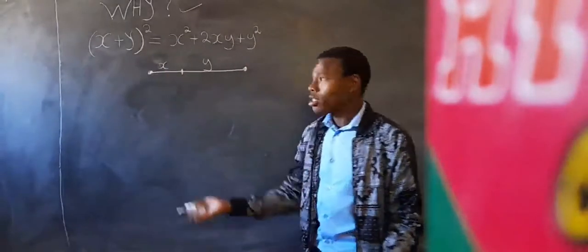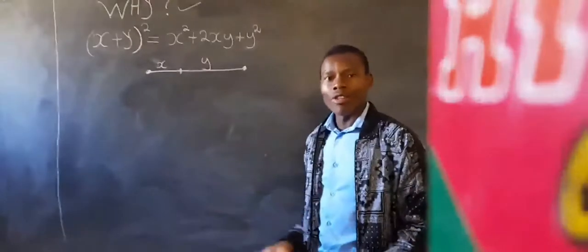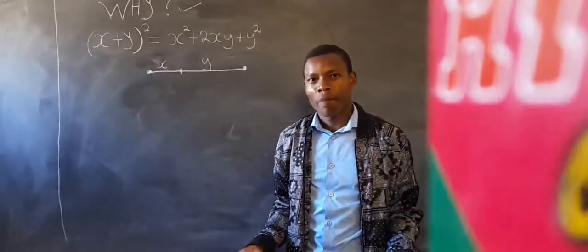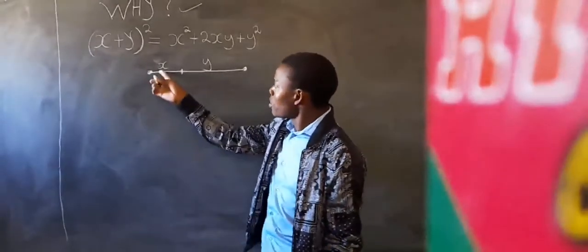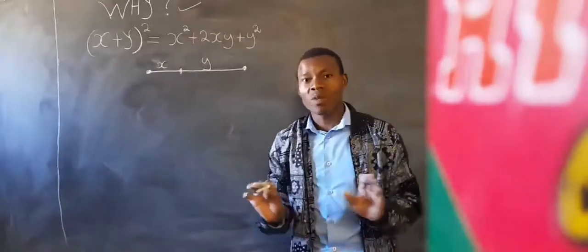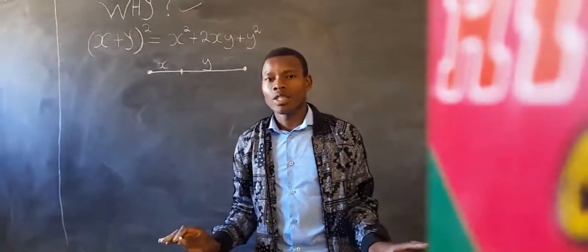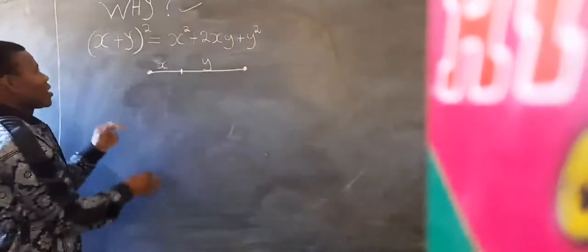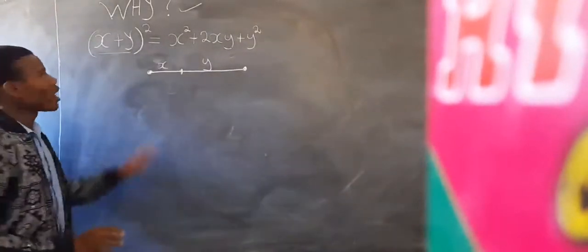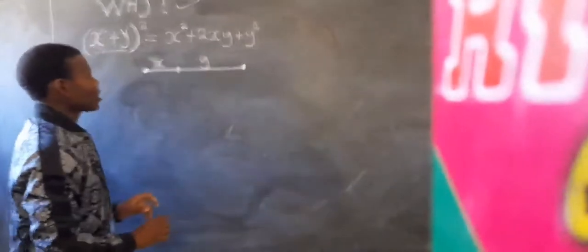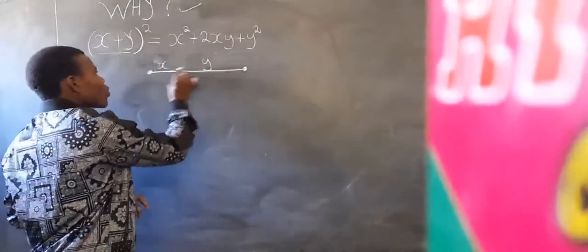Without any hesitation, you can tell the length of this line, which is X plus Y. So this length from here to here is X plus Y, no doubt. Now, what happens when you square it? Because this X plus Y is what we see as this binomial. What happens when you square it? Let's say we are squaring this X plus Y now.